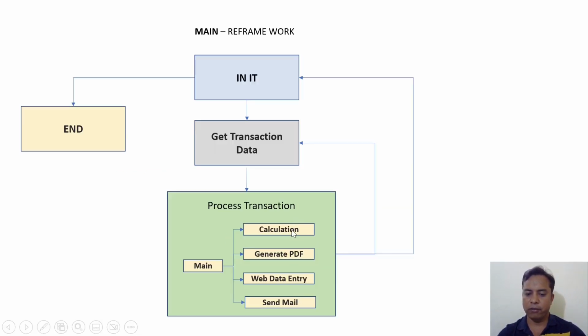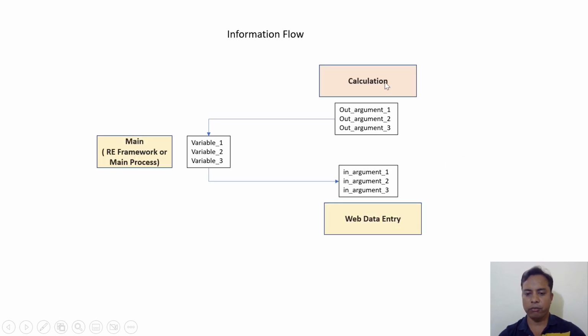Now if this file will calculate, how will this file give the data to this file? How will this file pass the data to the web data entry? So let's say you have any workflow that is taking in a result and giving out some result. Okay, so the out result can be passed to variables in the main file. That might be the main of the RE framework, or that might be the main process file. And from there, again, you can pass that same information as an input argument to another workflow file.